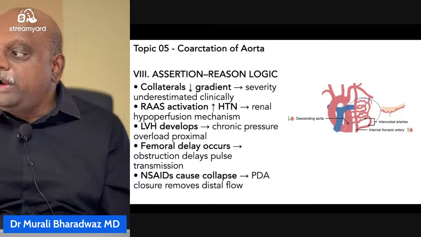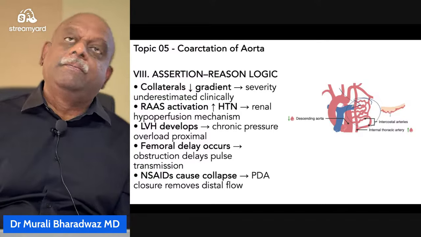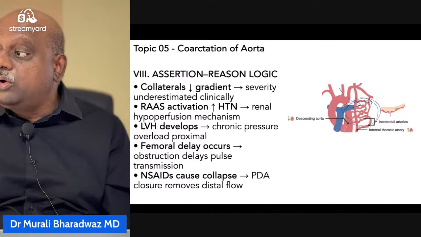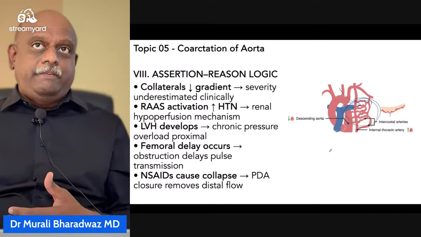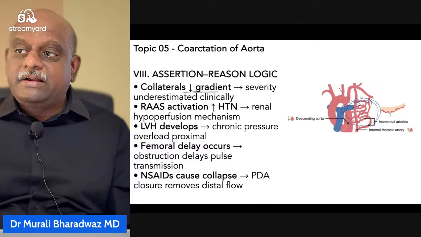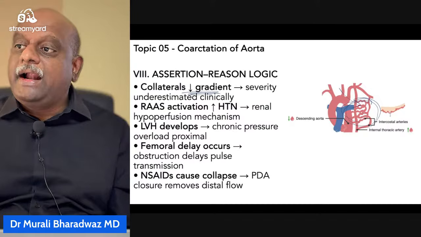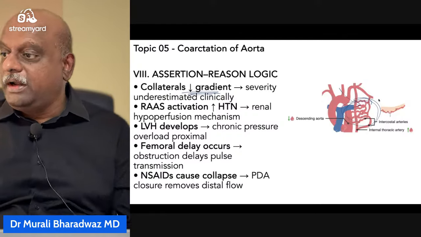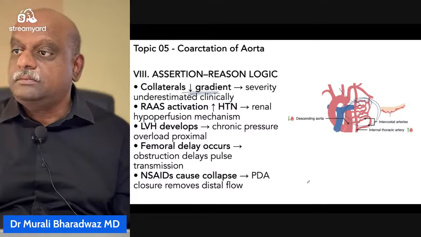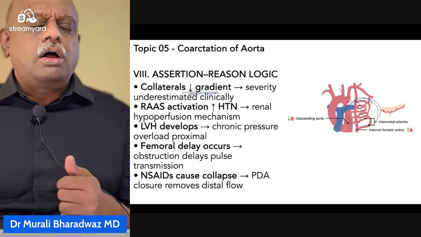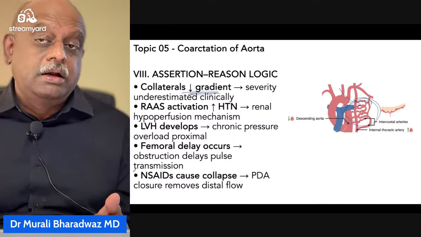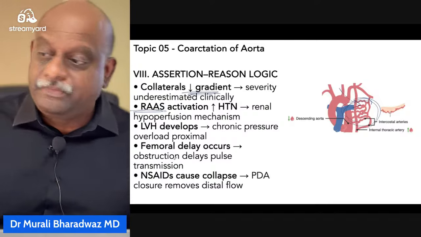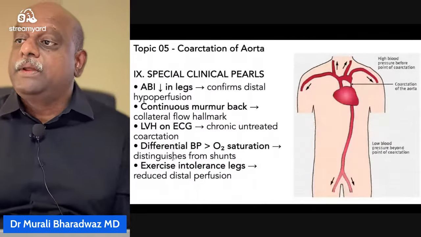There will be a lot of collaterals developing into the intercostals. And often these collaterals, when they are fully developed, will decrease the gradient, and that can underestimate the severity. That is what we need to remember. Right? Now, the main cause of the development of hypertension is the diminished flow into the renal artery, leading to activation of the renin-angiotensin system. That is what we need to remember.